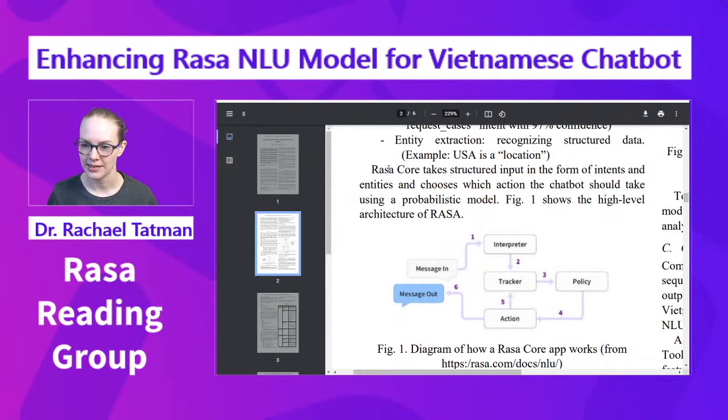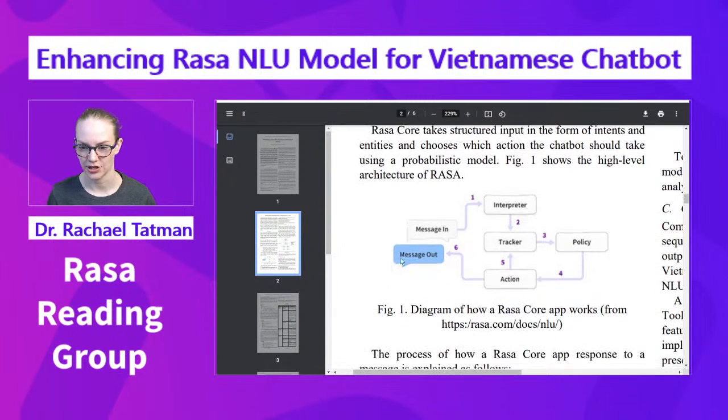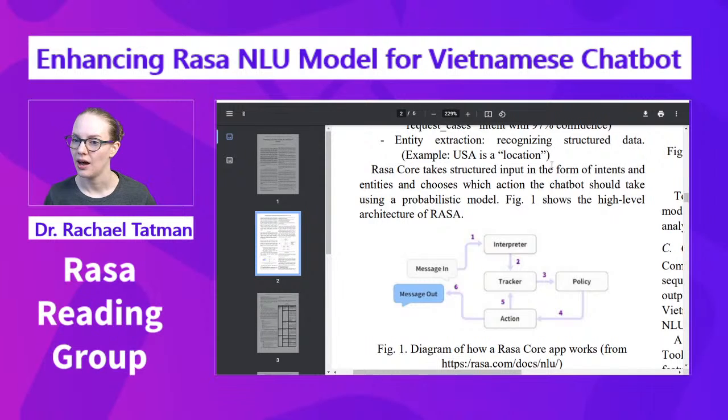Rasa core takes a structured input in the form of intents and entities and chooses which action the chatbot should take using a probabilistic model. Figure 1 shows the high-level architecture of Rasa. So it's absolutely true. I would say that it also uses the history of the conversation and other example conversations from the stories.